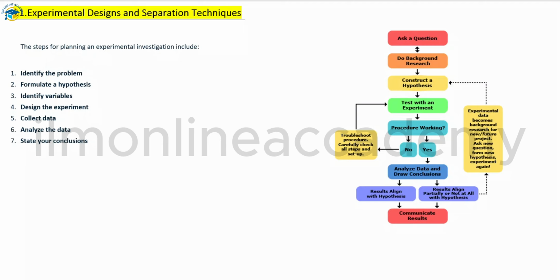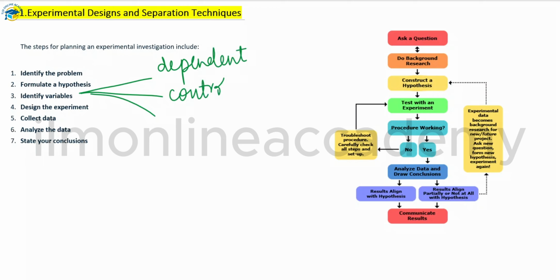So we will also explain these variables later. You have to identify the three types of variables that are included there. We have dependent, we have independent, and controlled variables. And the fourth one is designing the experiment, and in that, create a plan for testing your hypothesis.